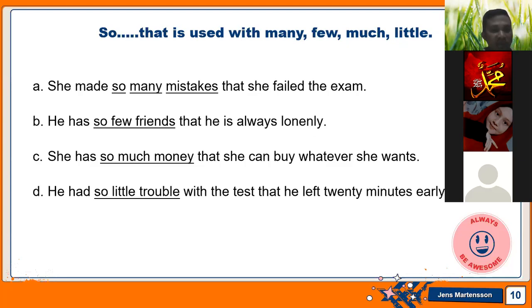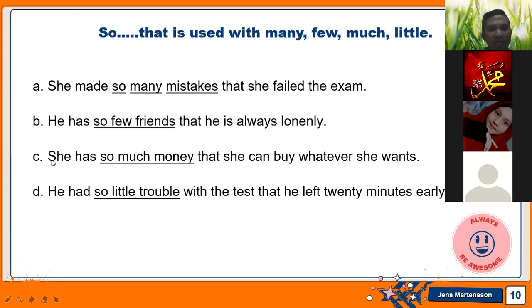Okay, B, he has so few friends that he is always lonely. Sama, di sini few. We use few here. So connected with few and connected with friends. Friends-nya harus plural, karena is more than one. He has so few friends that he is always lonely. So, and then few, and then nouns.